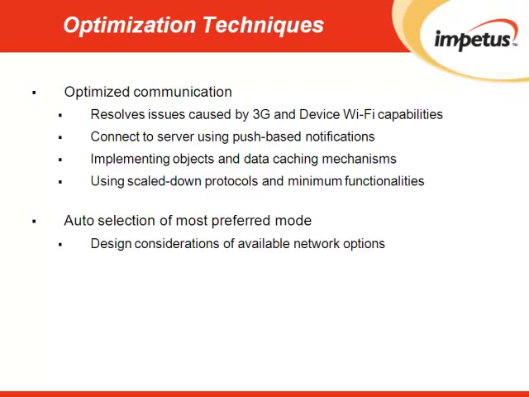I would now tell you about the next critical optimization technique, which is auto selection of the most preferred mode. While designing applications, you should advise your project team to look into the design considerations of available options. The application should look for preferred communication options like GPRS, Edge, and Wi-Fi. Since Wi-Fi is the fastest data transfer channel as compared to others, applications should seek its availability before sending any data to the server. And if Wi-Fi is not available, then it should check for 3G, Edge, or GPRS.